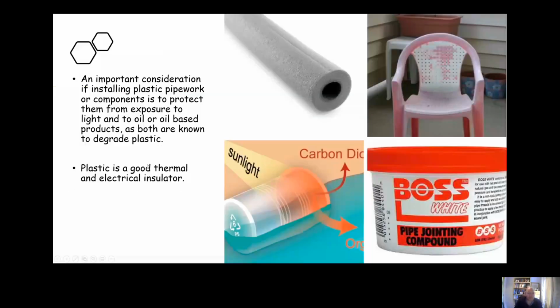Another couple of things worth noting about plastics is we need to try and protect them from both light and oil, because both of these are known to degrade, to break down plastic. So ideally we should keep our plastic pipework boxed in, away from light and away from oil or oil-based products, for example some pipe jointing compounds, which would break down the plastic. It's also worth noting plastic is a very good thermal and electrical insulator.